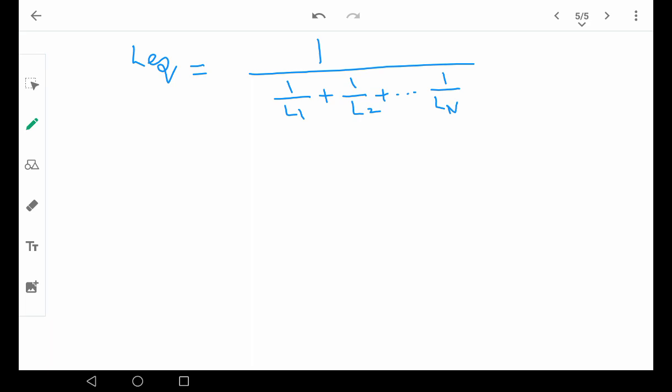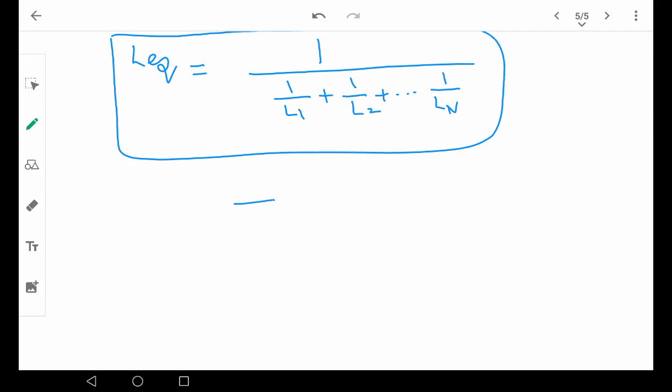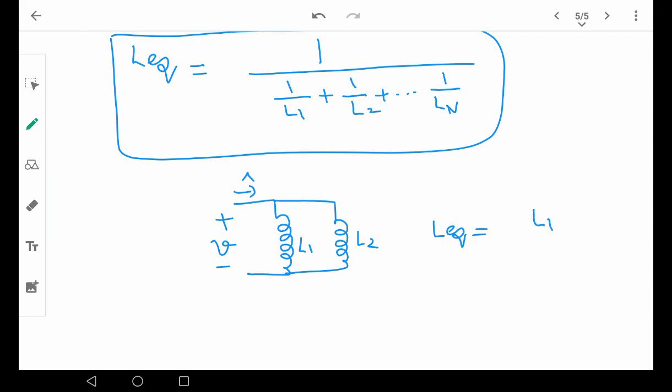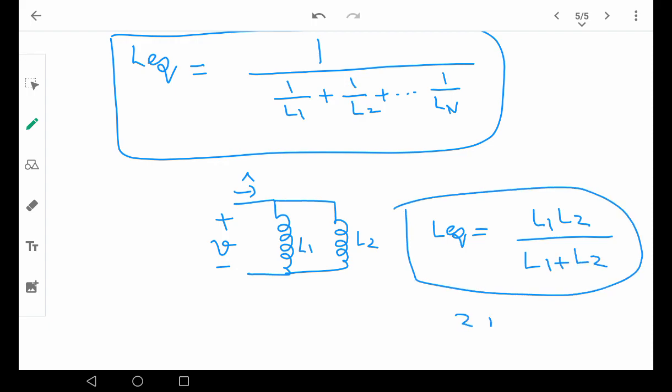That's the rule for the inductors in parallel. Suppose you have only two inductances, it is very simple to write. If you have only two inductances, L1 and L2, then you can write Leq as L1 L2 divided by L1 plus L2. This is the same rule that you have for the resistors also, right? So that's how you will have the inductors in parallel.